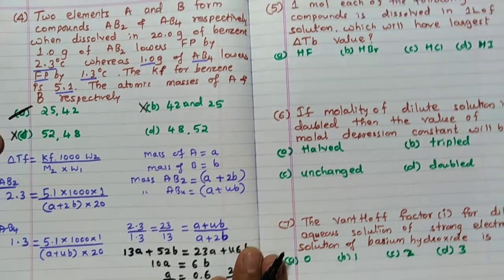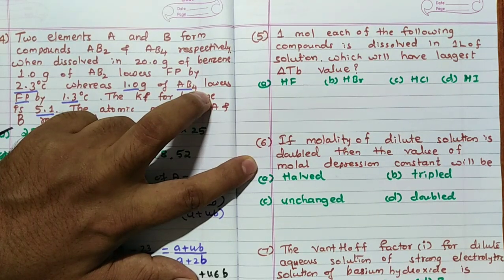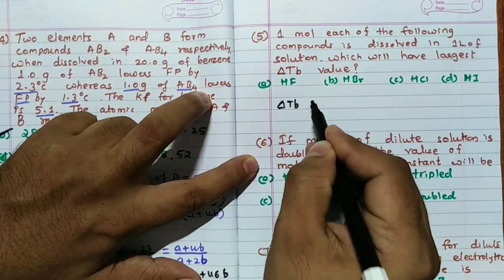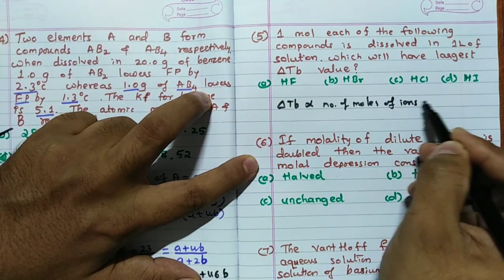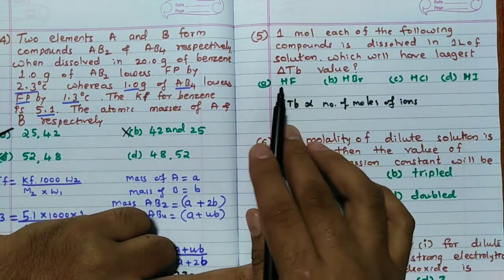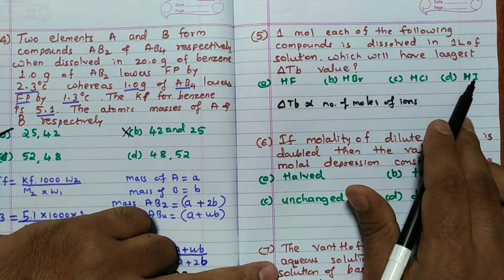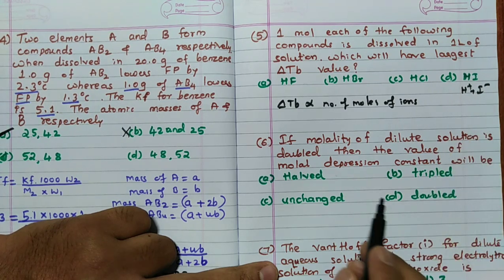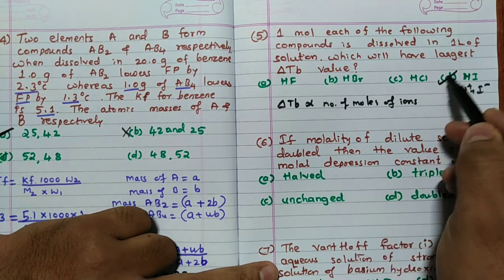So remember that. Now, 1 mole of each of the following compounds is dissolved in 1 liter of solution. Which will have the largest delta Tb value? See, delta Tb is directly proportional to the number of moles of ions, that is the i value. Now you can see HF, HBr, HCl, HI. HF has a stronger bond, hence HF will not dissociate into H plus and F minus easily. HBr also, HCl also, but HI has a weak bond and is a strong acid, immediately giving rise to H plus and I minus. Because of that reason, remember, the number of moles of ions will be more in the case of HI. Hence the answer for this question is D.